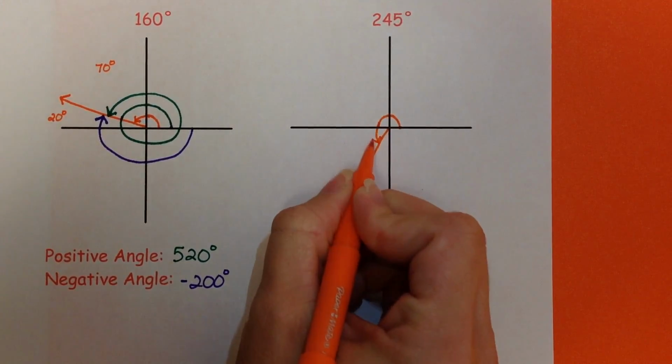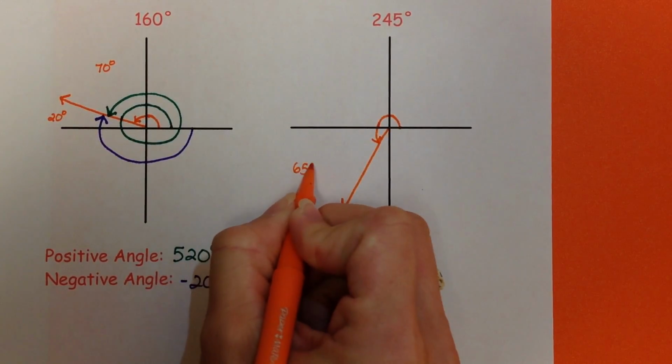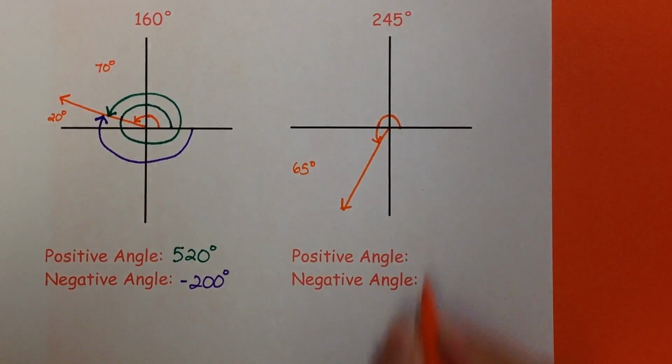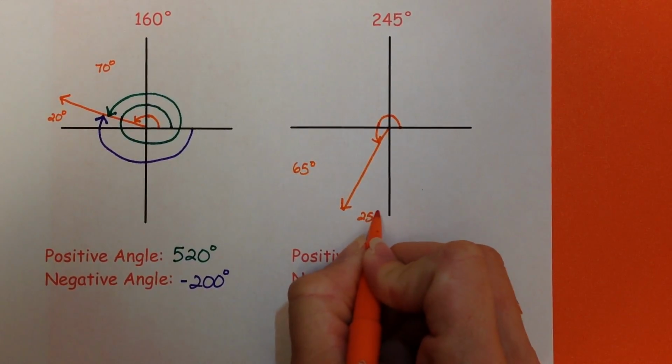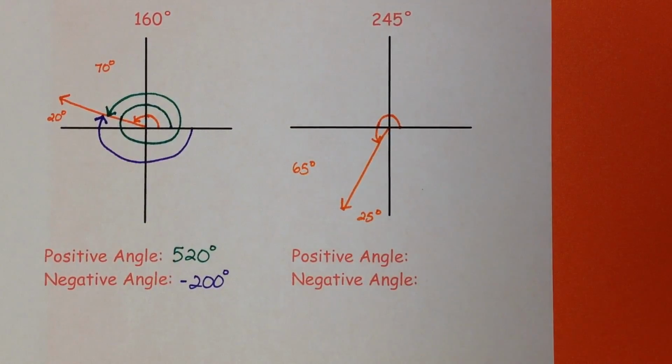Alright, so I've just said I've got to go 65 degrees more. So that section is 65, which would mean this section would have to be 25. Okay, so that's just the 245.